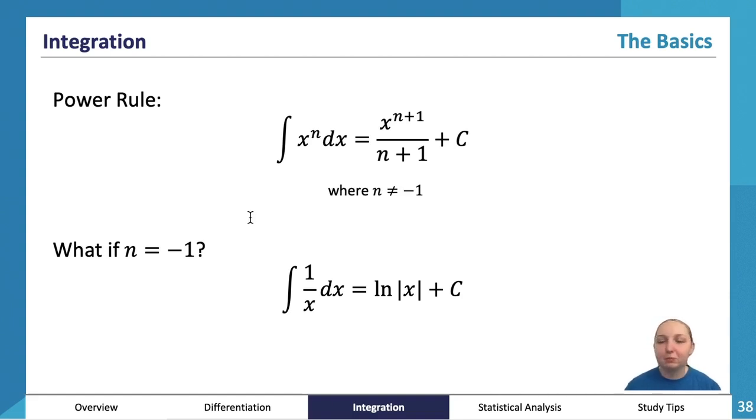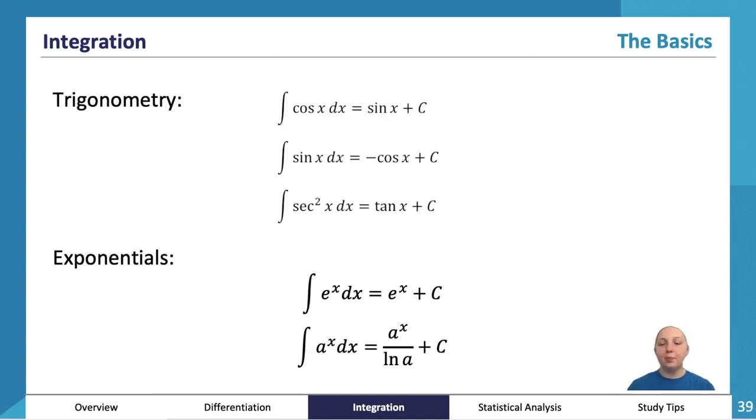Super important to remember that. But if your n is equal to -1, you end up with the integral of 1 over x with respect to x, and the integral of that, just like always, is going to be ln of the absolute value of x plus c. So fairly straightforward to remember. Again, these are all in your formula sheet, so you do not have to worry about remembering them. Just know that they're there and that they exist, and how to use them as well.